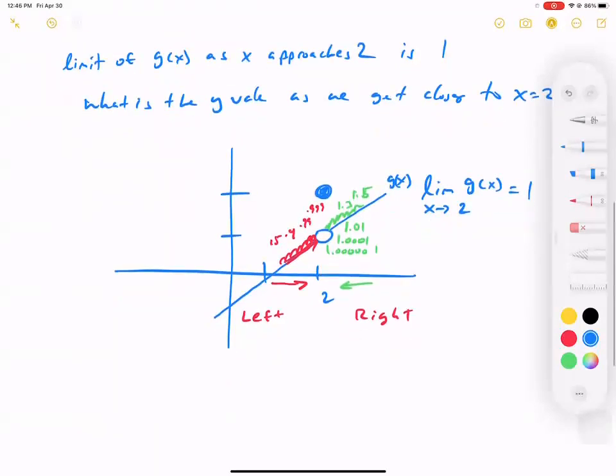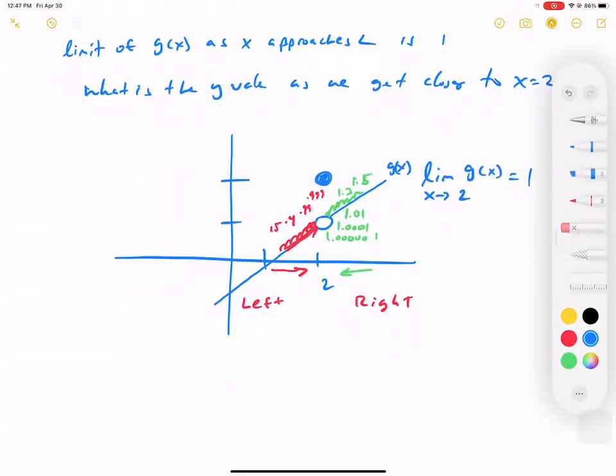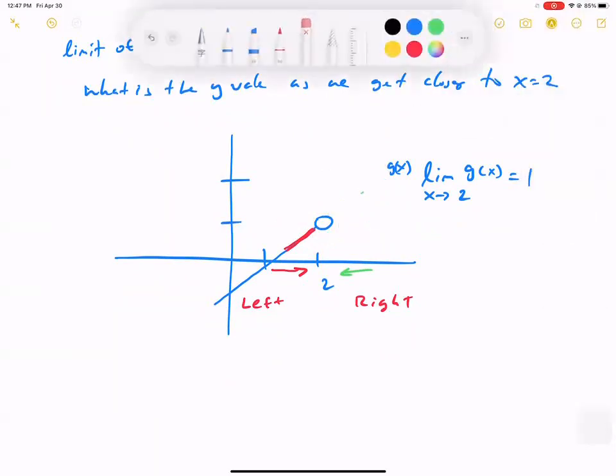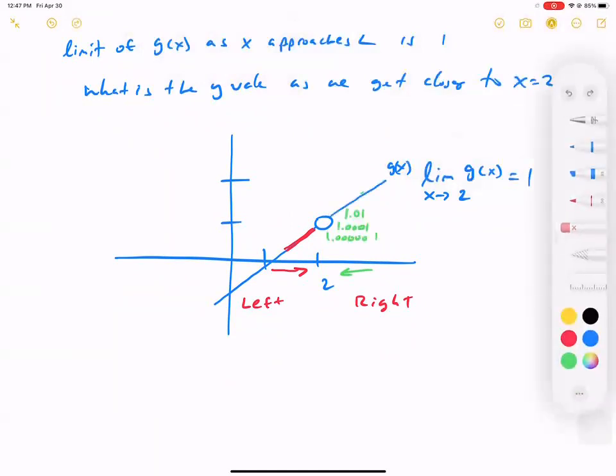Now let me explain this in a different way. Imagine two people are on a construction job. I have one guy walking up this building. I have Mr. Red here, and he's walking up this building. As he gets closer to 2, what number do you think he's going to say it looks like? As he gets closer to 2, he sees 0.9, 0.99, 0.999. So what is he going to say it looks like? The hole looks like it's going to be at 1. He's going to yell out 1. It looks like 1 from this side.